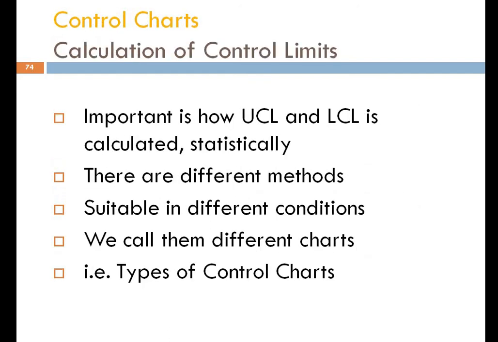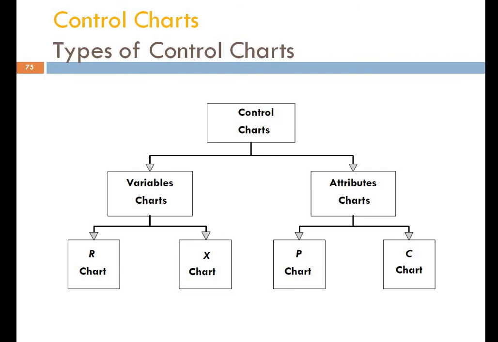How we are going to calculate the control charts is an important task. UCL here refers to upper control limit and LCL refers to lower control limit. It is important how UCL and LCL are calculated statistically, because it is very important to decide the range. There are different methods suitable in different conditions, and we call them different types of control charts.